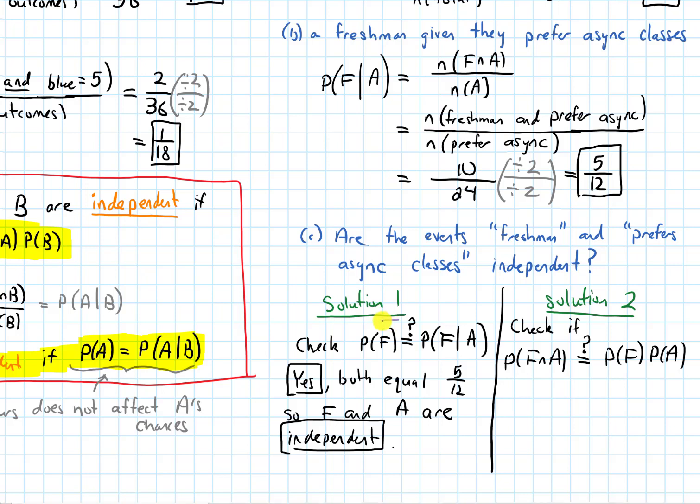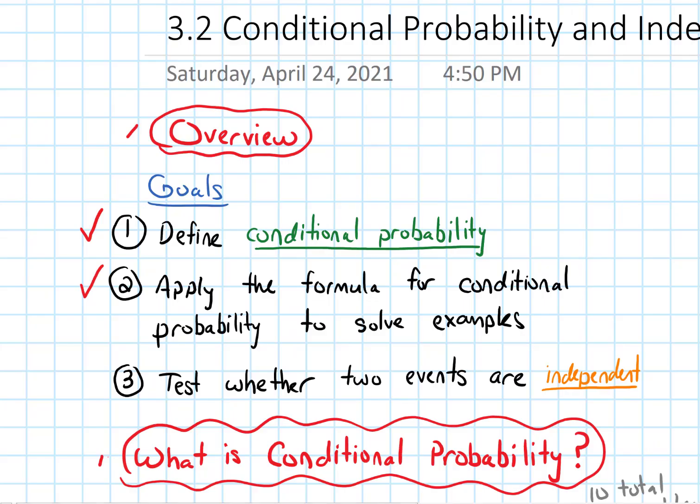There's one last thing I want to comment on here, which is that in solution 1, if I use conditional probabilities to check for independence, it doesn't really matter the order in which we do this. Here I had the F's in front. If I decided to put A's in front, that would also be fine. So we can also check if the probability of A equals the probability of A given F. We could also do it like this, and I'll put a question mark above that equal sign. So in terms of our goals for this section, we finished our last goal, which is how to test whether two events are independent.